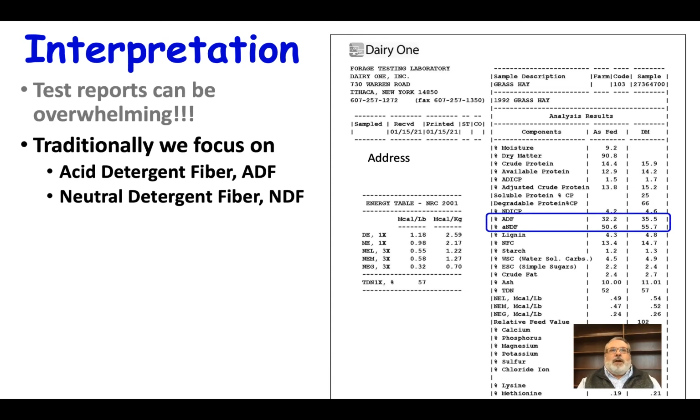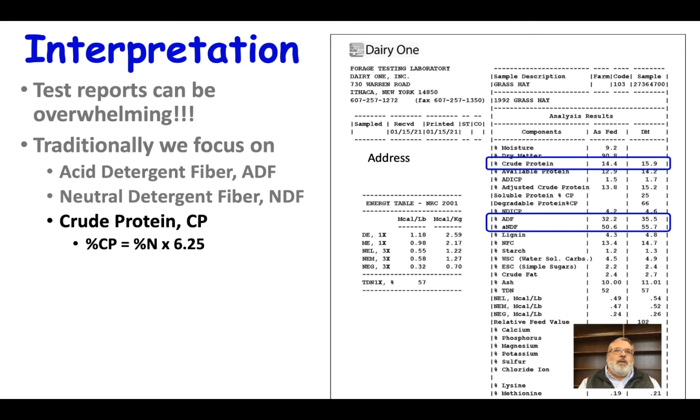So we want to talk a little bit about what we traditionally focus on in terms of forage testing, and these are very traditional tests. Acid detergent fiber and neutral detergent fiber, and this is what we call the Van Soest analyses. And then crude protein. And crude protein is an estimate of the protein in that forage. And we take total nitrogen in that forage sample and multiply it by 6.25 to come up with what we call crude protein.